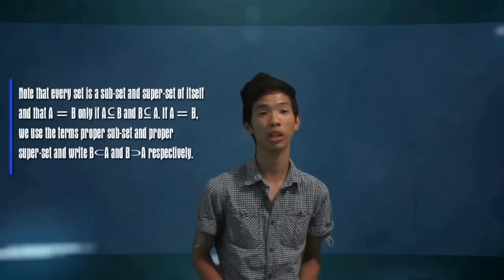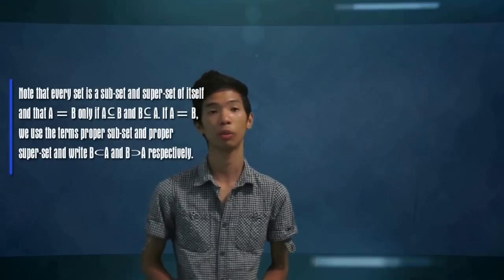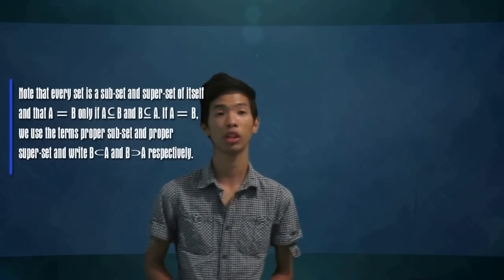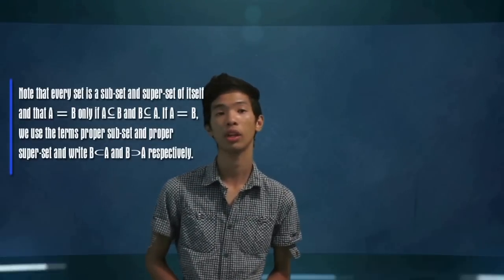Conversely, we can say A is a superset of B, written as A ⊇ B. Note that every set is a subset and a superset of itself, and that A equals B if and only if A is a subset of B and B is a subset of A. We use the terms proper subset and proper superset, and write B ⊂ A and A ⊃ B respectively.